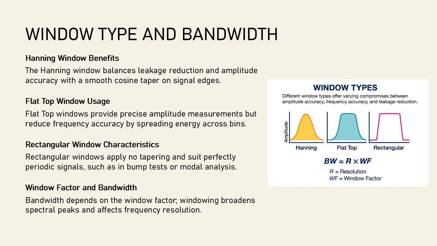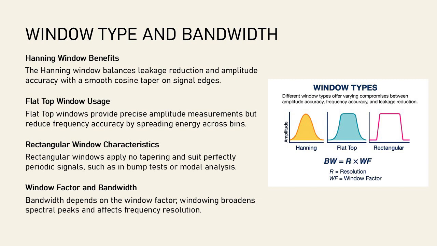The Hanning window is the most widely used in vibration analysis because it provides a good balance between reducing leakage and maintaining reasonable amplitude accuracy. It applies a cosine taper to the time record, minimizing discontinuities at the edges. The flat top window, on the other hand, is designed for applications requiring precise amplitude measurements, such as calibration, but it sacrifices frequency accuracy by spreading energy across multiple bins.